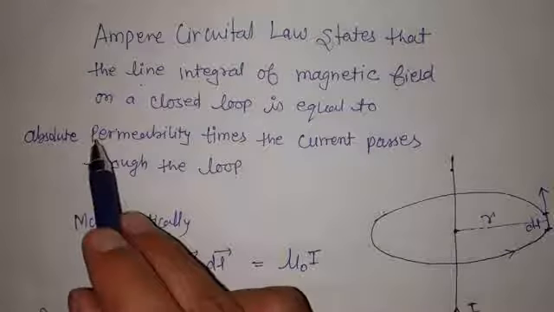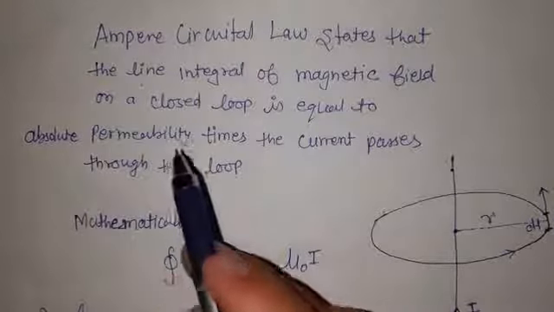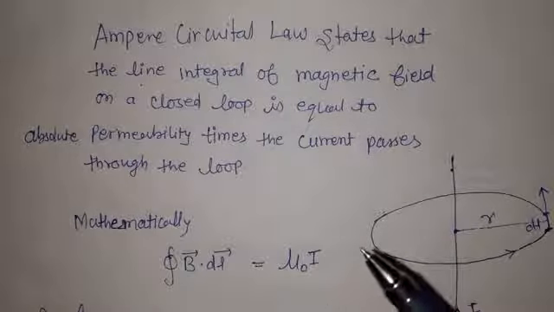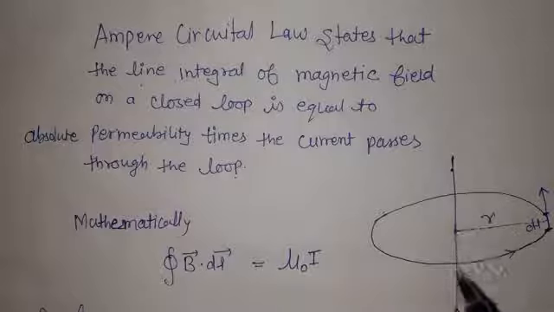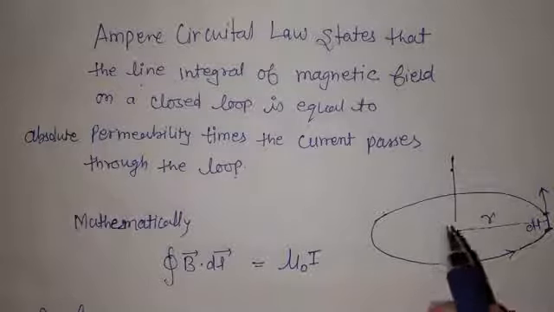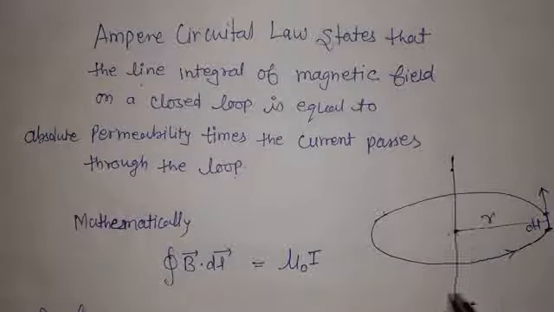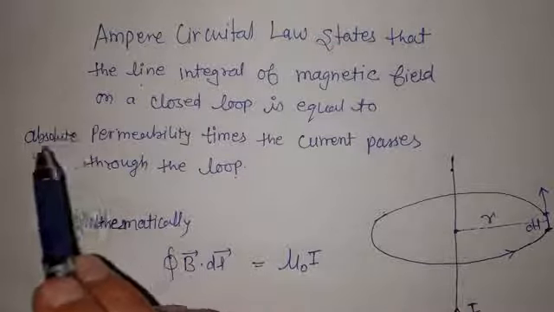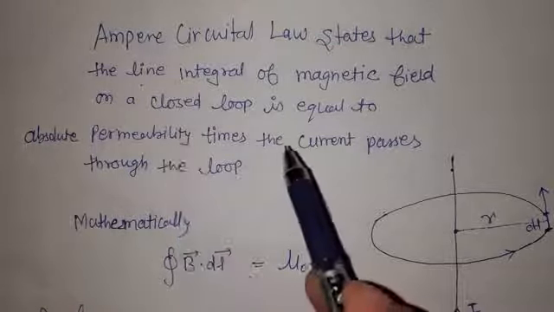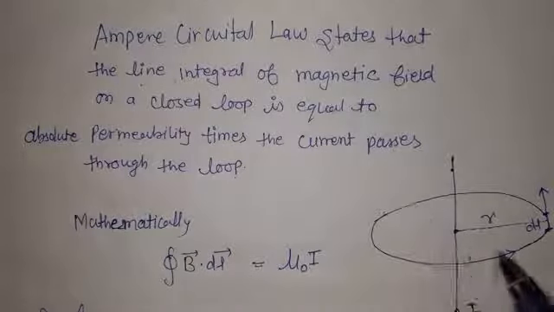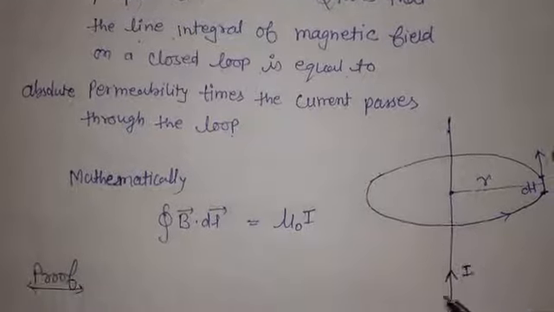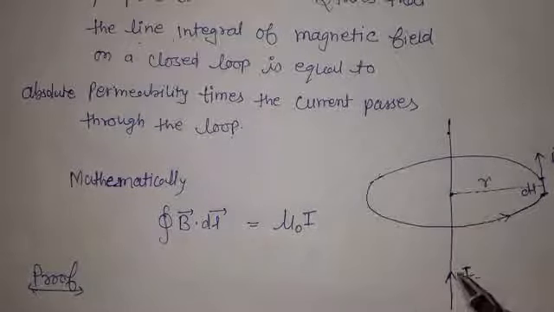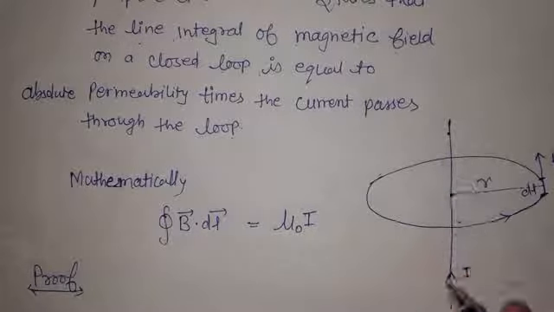That will be equal to absolute permeability. Absolute permeability is used for that magnetic medium in which this current is placed, the medium in which this current carrying conductor is placed. Okay, so for that we are using this absolute permeability times the current passing through the loop. Now over here, how much current is passing through this loop? So here it is I, the current which is passing through.